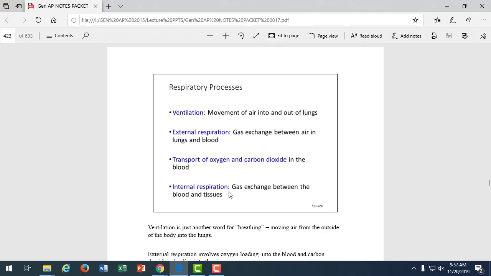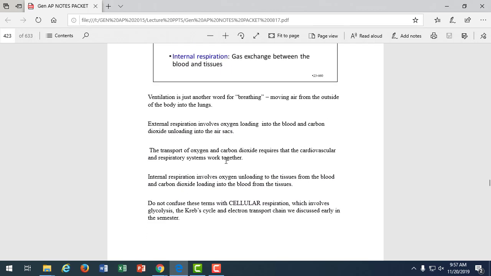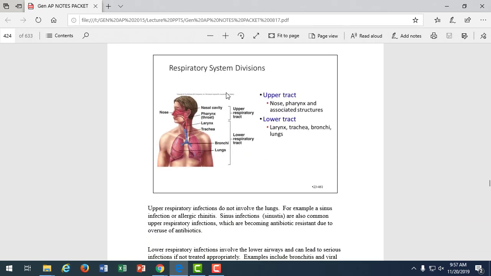And then we already talked about the function of transporting the carbon dioxide and oxygen through the blood, right? So a little more description there underneath. You can read that on your own.